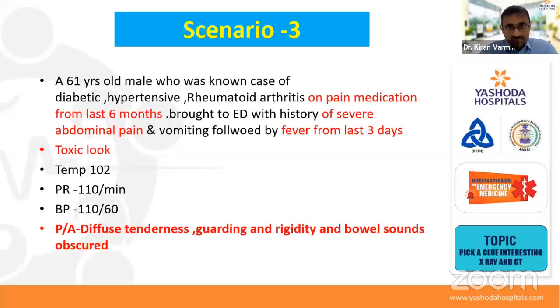So what could be the differential diagnosis here with the history? Clues are like pain medication from last 6 months, severe abdominal pain followed by vomiting, and fever from the last 3 days. And he was on toxic look. Then abdomen like tender, guarding rigidity present, bowel sounds are obscured. Perforation, peritonitis, intestinal obstruction, perforation, good. Perforation, excellent. So by keeping all these differential diagnosis in the mind, we have done the X-ray erect abdomen.